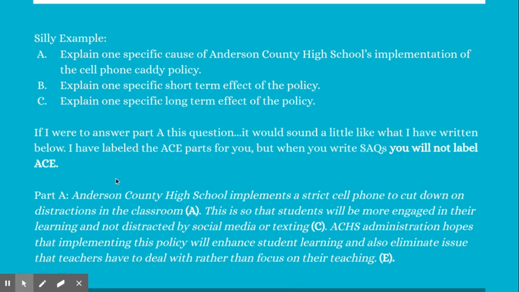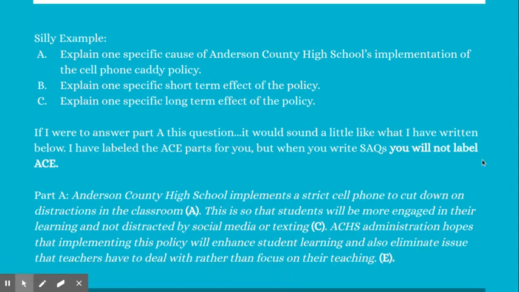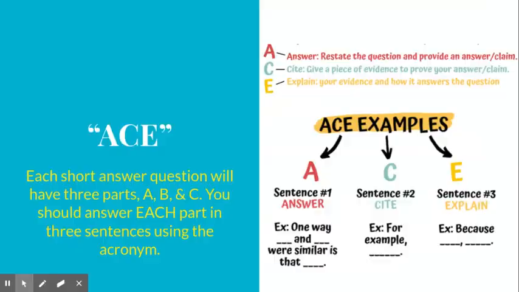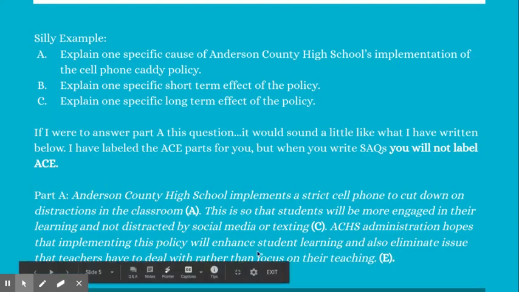For the purposes of this, I labeled A, C, and E so you can see it. When you write your SAQs, you will not label A, C, and E, ACE on your AP exam. You will just label part A, part B, part C so that they see that you are answering all three of the questions they have asked. But in your head, be thinking, I need to answer, cite, explain, A, C, E, every single part, about 9 sentences total. But for these purposes, I just did part A, okay?